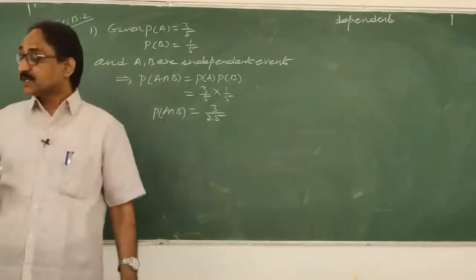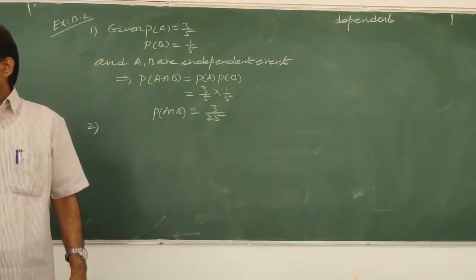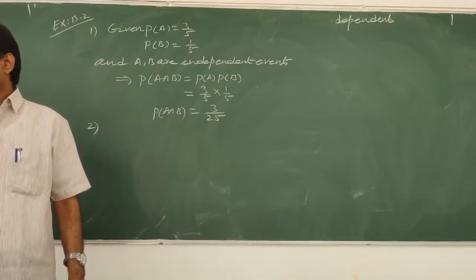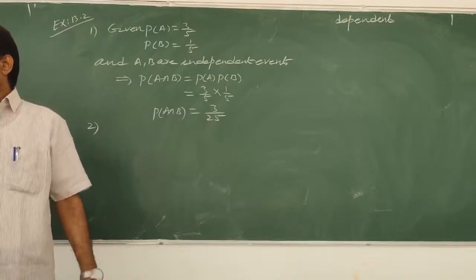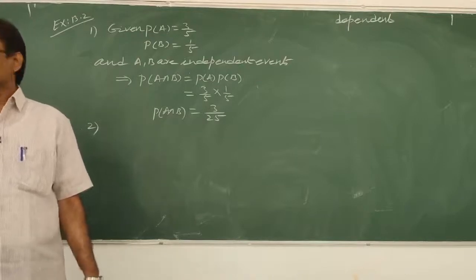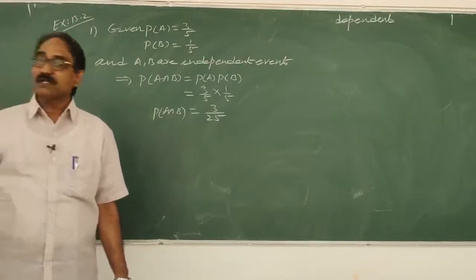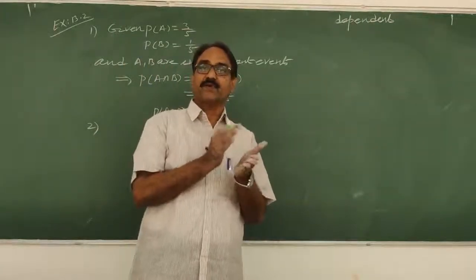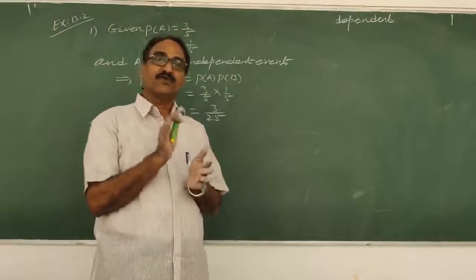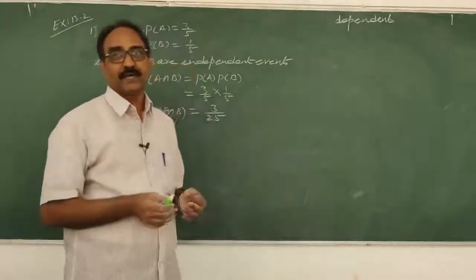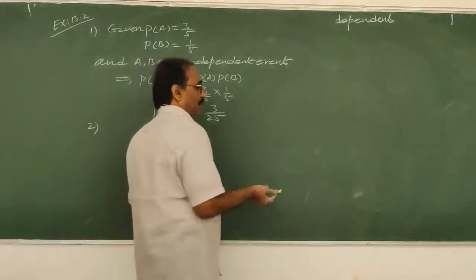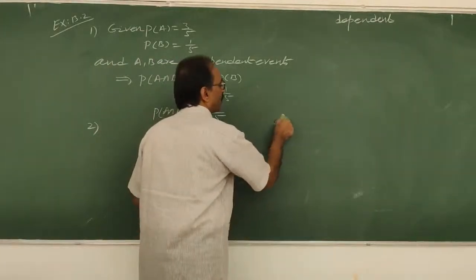Two cards are drawn at random and without replacement from a pack of 52 playing cards. Find the probability that both cards are black. My dear students, this time he has given a pack of cards. How many cards will be there? 52. That we know very well. In that 52, what are the chances, you tell me? I think you know it, but again 52 cards will be there.